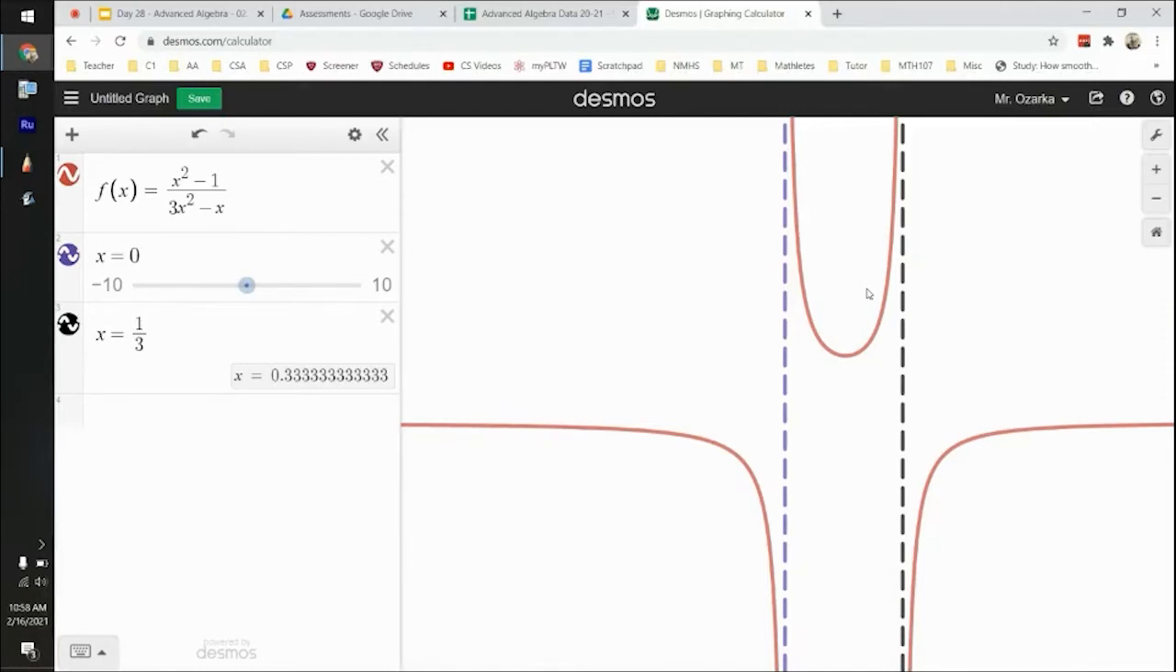So the moral of the story is: set the denominator equal to 0, solve, and then make sure it's not a 0 over 0, which sometimes it will be. That would be a hole if that was happening.